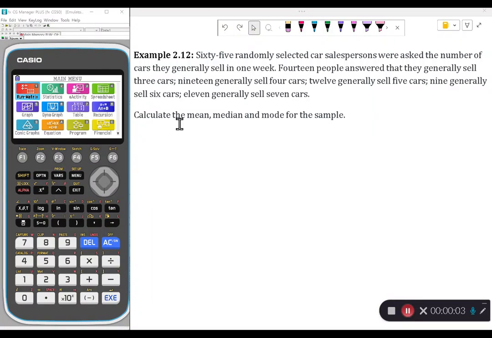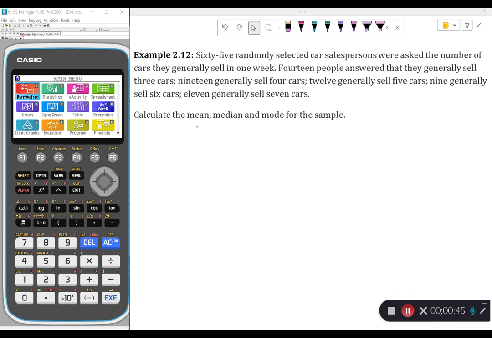This video will show how to find the one variable statistics, or the measures of central tendency, for a frequency distribution using the Casio fx-CG50. The example says 65 randomly selected car salespersons were asked the number of cars they generally sell in 1 week. 14 people answered that they generally sell 3 cars, 19 generally sell 4 cars, 12 generally sell 5 cars, 9 generally sell 6 cars, and 11 generally sell 7 cars. We want to calculate the mean, median, and mode for the sample, or the measures of central tendency.